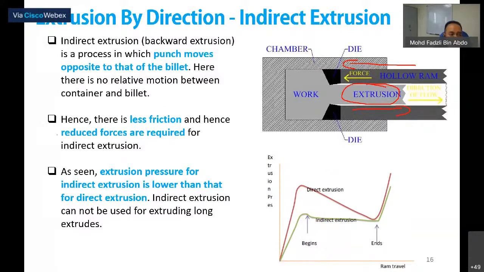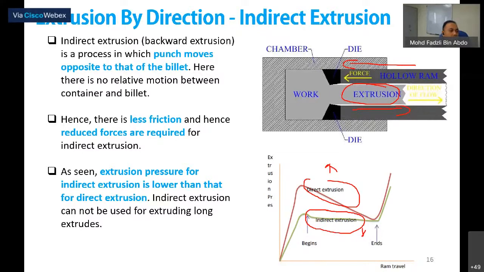Okay. Hence, there is less friction and hence reduced force are required for indirect extrusion. Maksudnya indirect extrusion, kita menggunakan kurang force. Okay. As seen, extrusion pressure for the indirect extrusion is lower than the direct extrusion. Indirect extrusion cannot be used for extruding long extrude. Kalau direct tadi kita boleh menggunakan long extrude, tapi yang ni tak boleh. Ni contoh lah. Dia punya pressure dia. Direct extrusion dan juga indirect extrusion. Okay. Pressure dia lebih tinggi daripada yang ni.